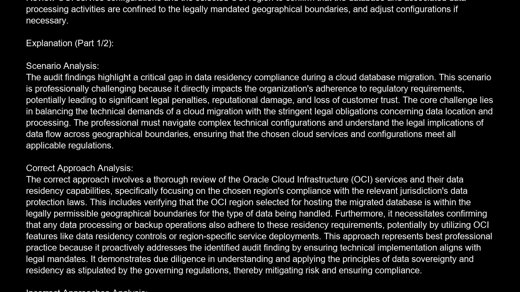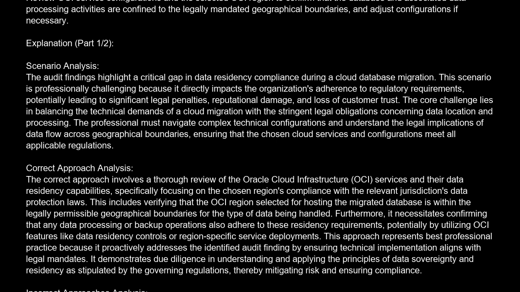The correct answer is D. Review OCI service configurations and the selected OCI region to confirm that the database and associated data processing activities are confined to the legally mandated geographical boundaries, and adjust configurations if necessary. Explanation. Scenario analysis. The audit findings highlight a critical gap in data residency compliance during a cloud database migration. This scenario is professionally challenging because it directly impacts the organization's adherence to regulatory requirements, potentially leading to significant legal penalties, reputational damage, and loss of customer trust.